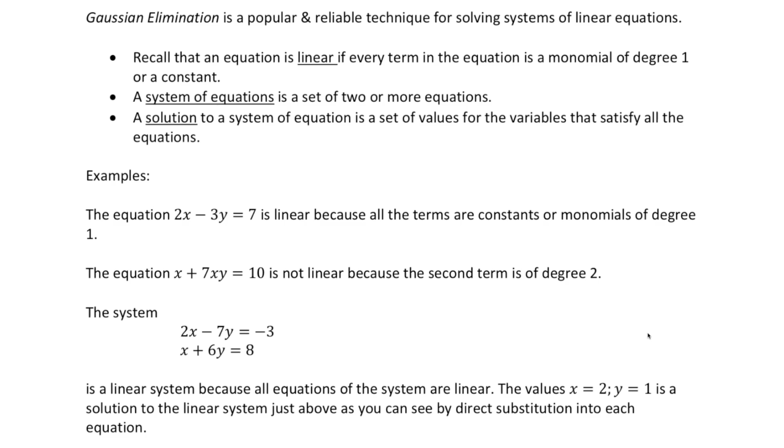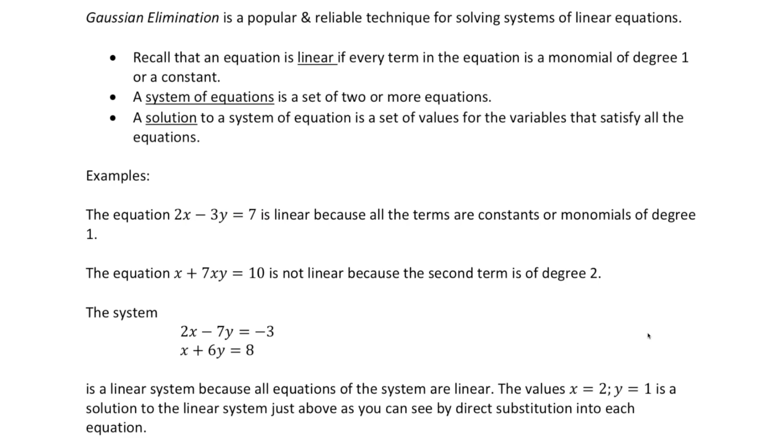The equation 2x minus 3y equals 7 is linear because all the terms are constants or monomials of degree 1. This term is what? A monomial of degree 1, right? Same thing here. That's a monomial of degree 1. 7 is just a constant, so this is a linear equation. Okay? If you actually graph this in the xy plane, it would be what? A line would be the graph.